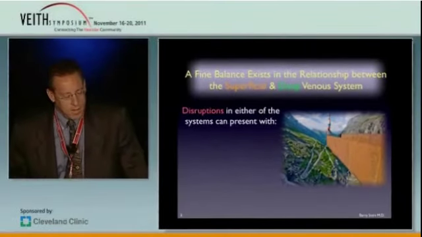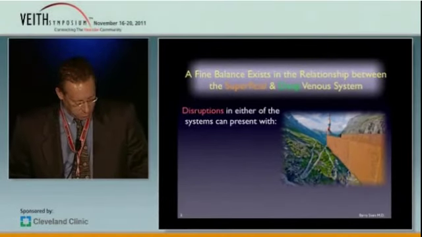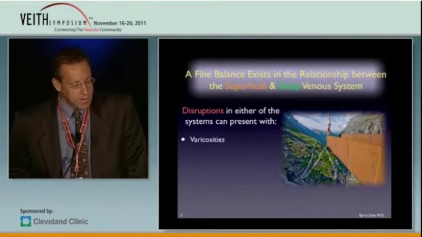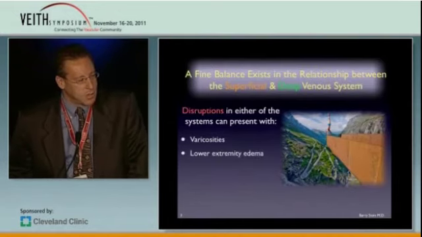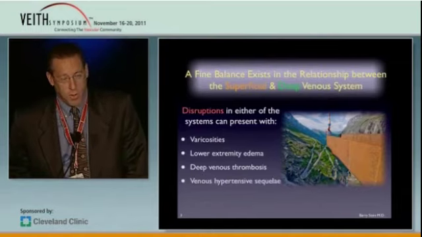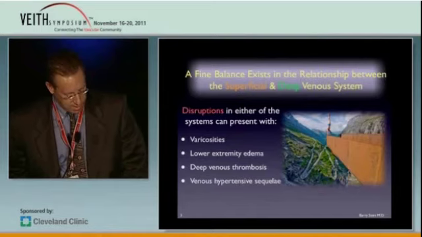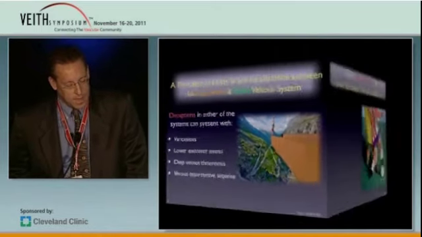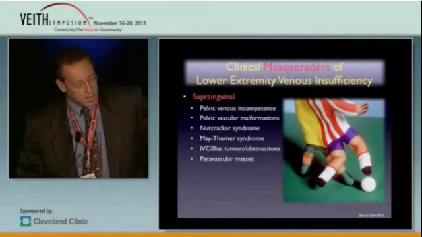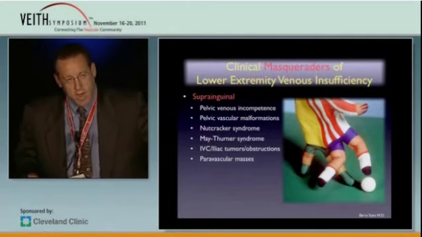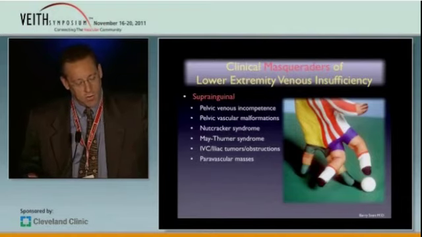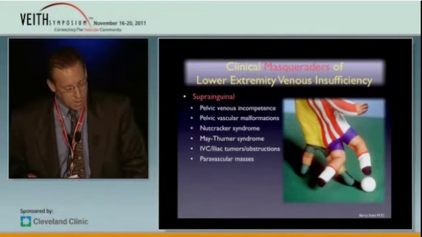A disruption in either the deep or superficial venous system can present with varicosities, lower extremity edema, deep venous thrombosis, as well as the sequelae of venous hypertension. Broadly speaking, the clinical masqueraders of lower extremity venous insufficiency can be categorized into suprainguinal and infrainguinal.